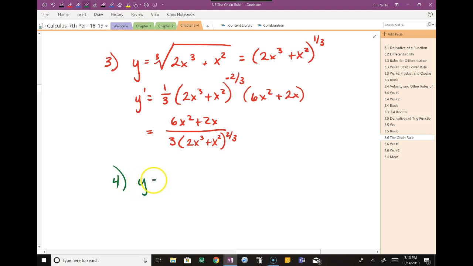Is that the end of your question? All right, let's try another one. The square root of negative 3x to the 4th.